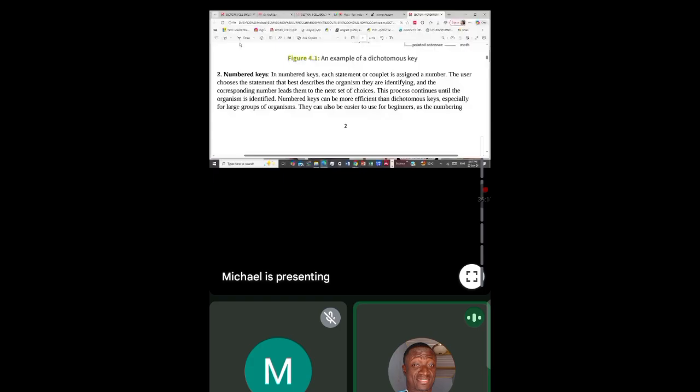So that is how numbered keys also go. If you don't get it from point 1, you are given the link to move to point 2. If you don't get it from point 2, you go to point 3, point 4, based on the qualification to identify the organism. So the user chooses the statement that best describes the organism they identify, and the corresponding number leads them to a set of choices. This will continue till the person gets the last descriptive point that talks about the organism. Before we look at the importance, let's look at an example here.